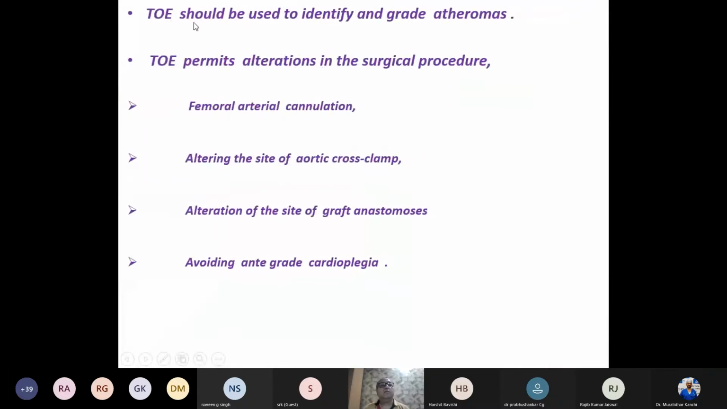First thing is, transesophageal echo can be used to identify and grade the atheromas, and by doing this, we are able to make some alterations in the surgical procedure. How? One is we can go over to femoral cannulation. You can alter the site of the aortic cross clamp if it is in the region of the aortic arch or the ascending aorta, or you can use an alternate site for graft anastomosis, or you can do complete arterial revascularization in these patients. In fact, we can avoid antegrade cardioplegia and go on retrograde cardioplegia to prevent any morbidities due to the atheromas.